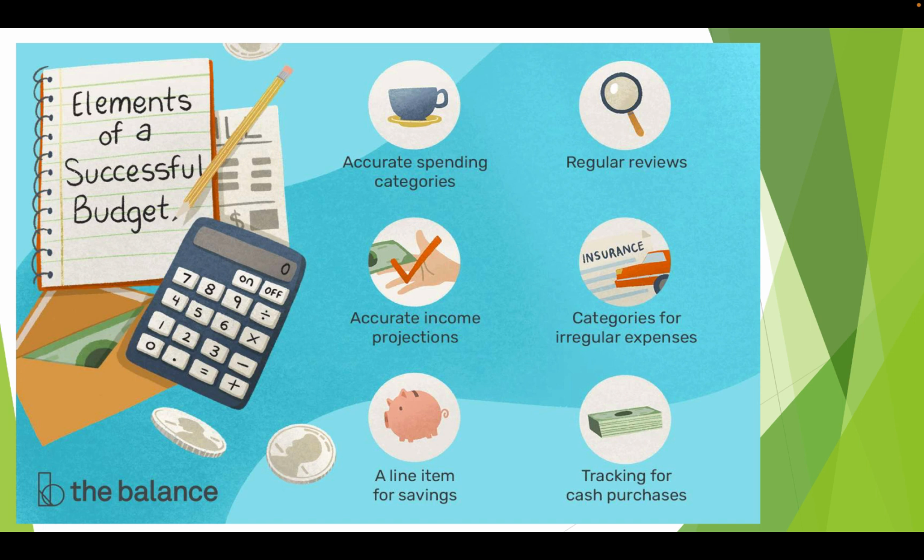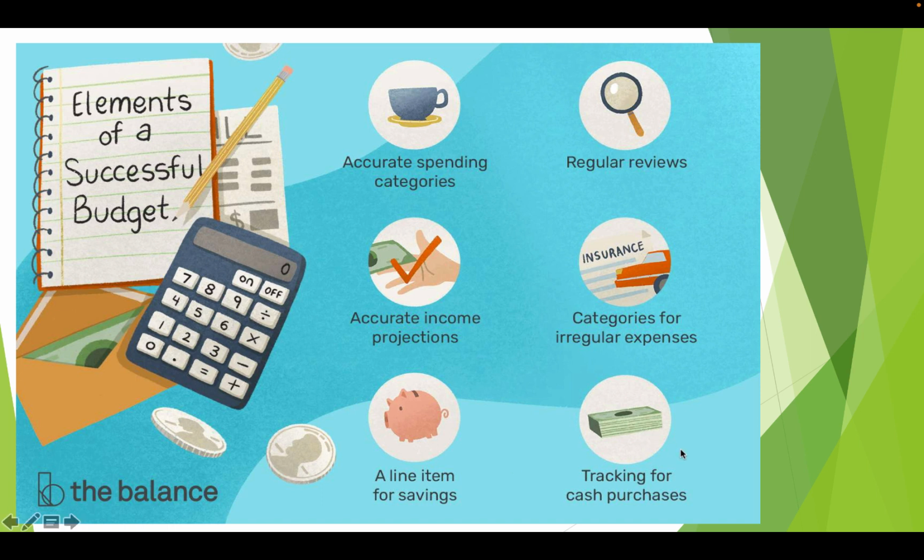Here are some elements of a successful budget according to The Balance. Having regular reviews of your budget, having accurate spending categories. And you'll know how accurate you are if your variances are small between what you budgeted for versus what actually happened. The same goes for accurate income projections, so knowing how much money is going to come in each month. Having categories for irregular expenses so that they don't surprise you suddenly, like a car insurance payment. And having a line item for savings, because savings is so important.